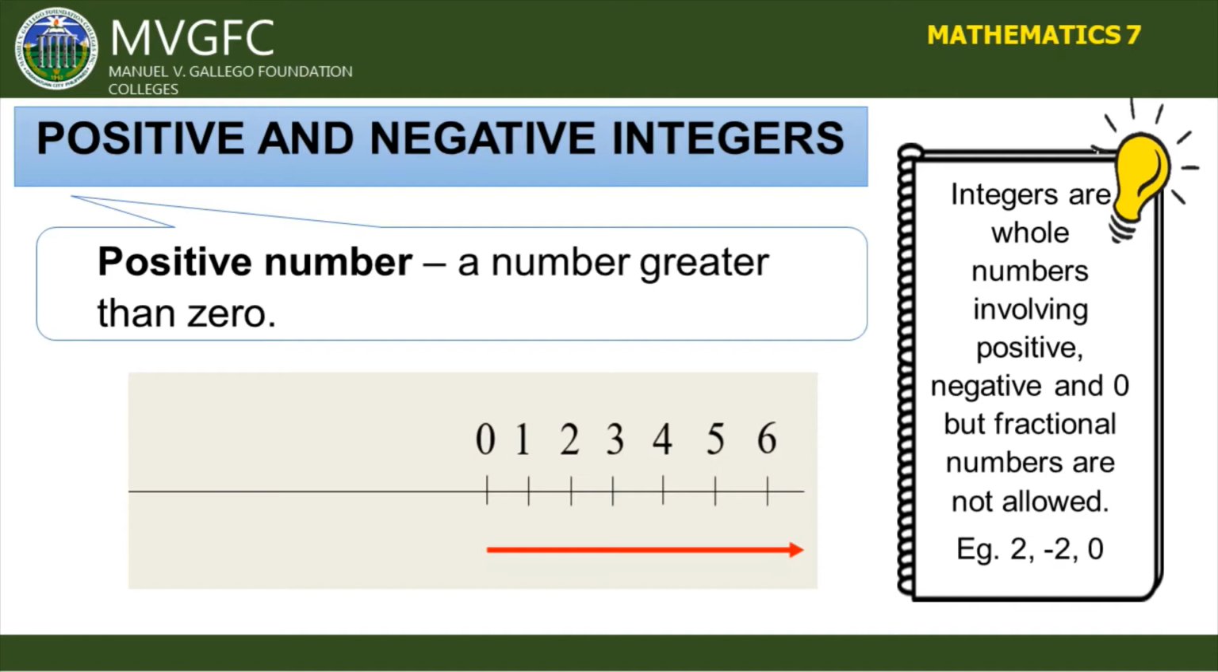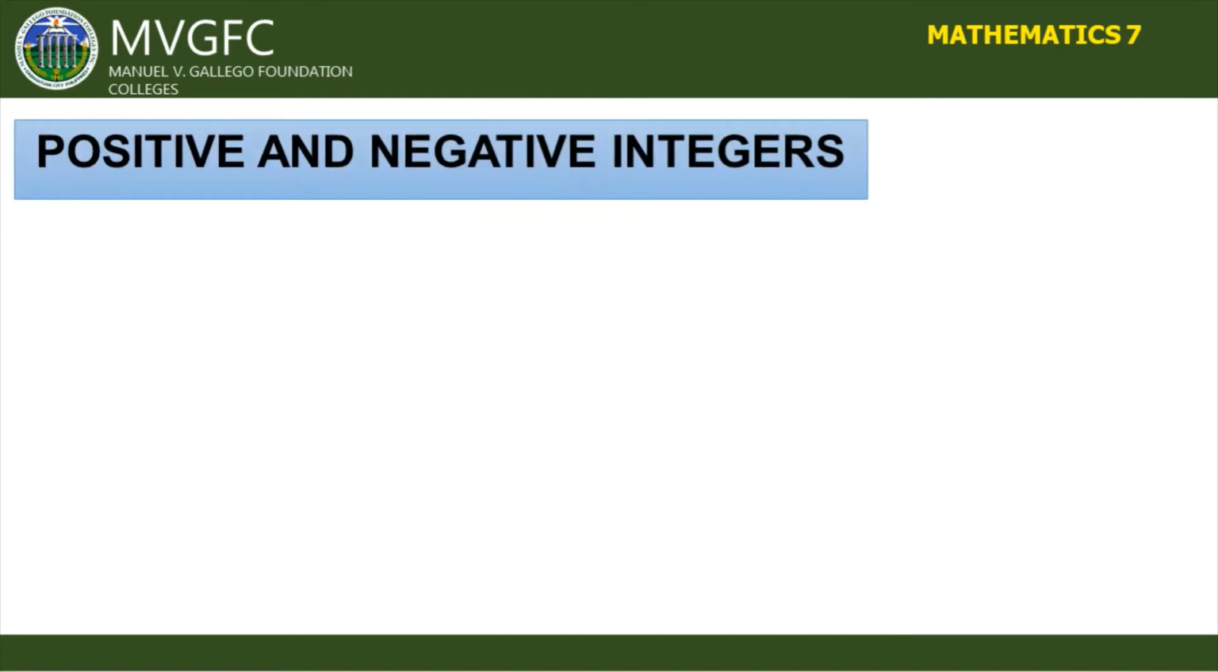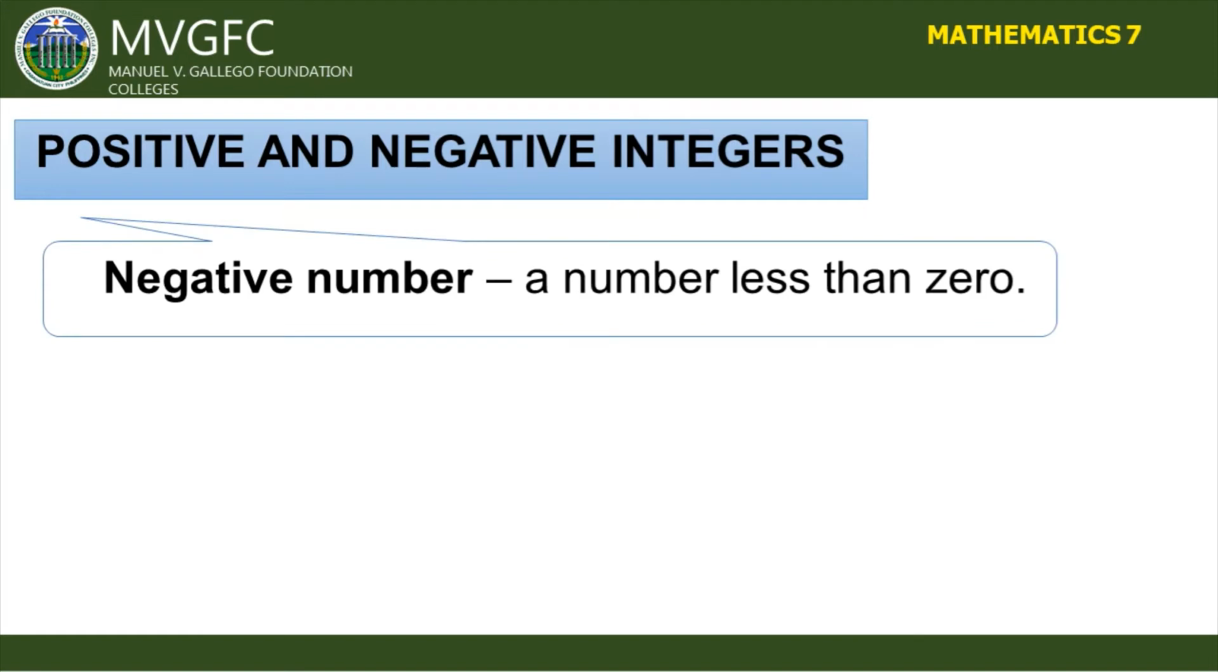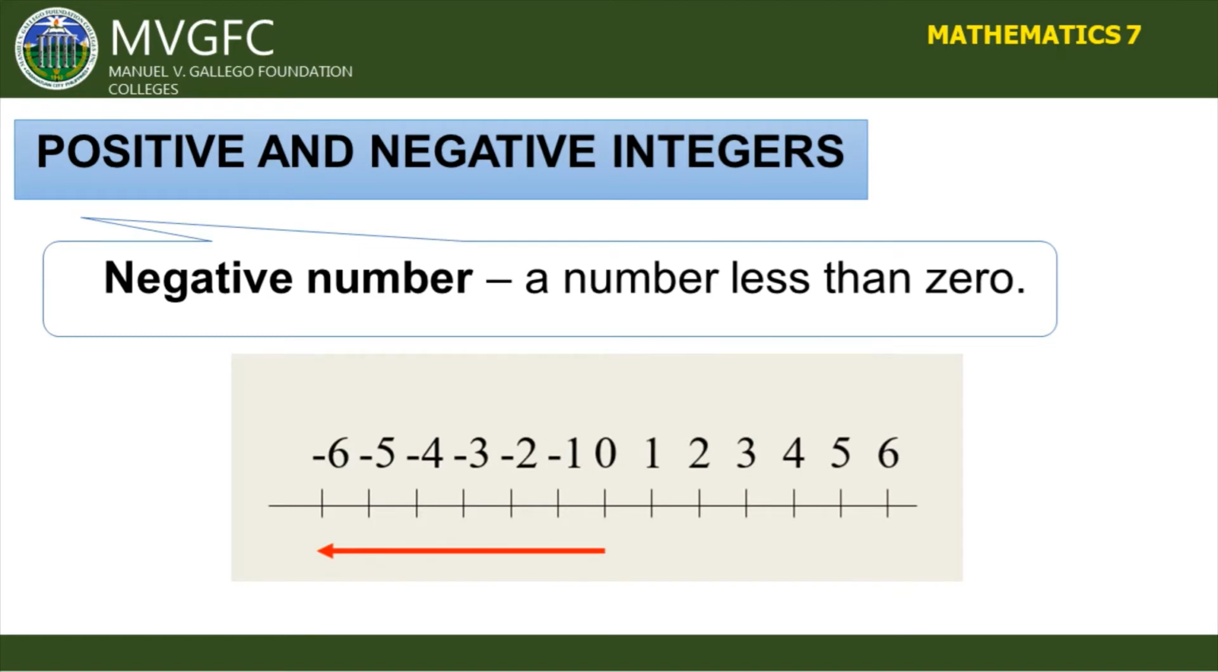So as you can see, we have here 0, 1, 2, 3, 4, 5, 6, and so on, and the arrow goes to the right side of the number line. So that is for positive number. Now, in opposite, we have here the negative number. Negative number is a number that is less than 0. As you can see, we have -1, -2, -3, and -4, -5, and -6. However, the arrow goes to the left side.